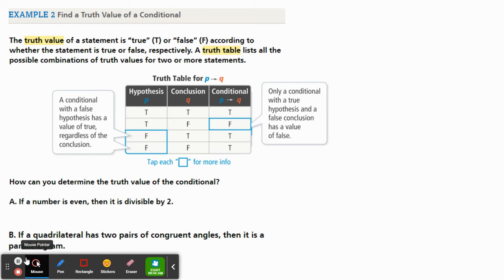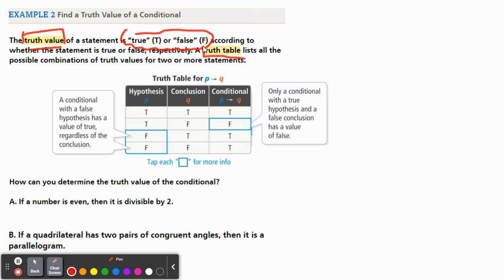All right, next. Now we're going to talk about truth tables. So, find the truth value of a conditional. The truth value of a statement is either true or false. It can't be maybe. What we do is we have what are called truth tables. Truth tables are just generic tables that represent all possible combinations of truth values for 2 or more statements.